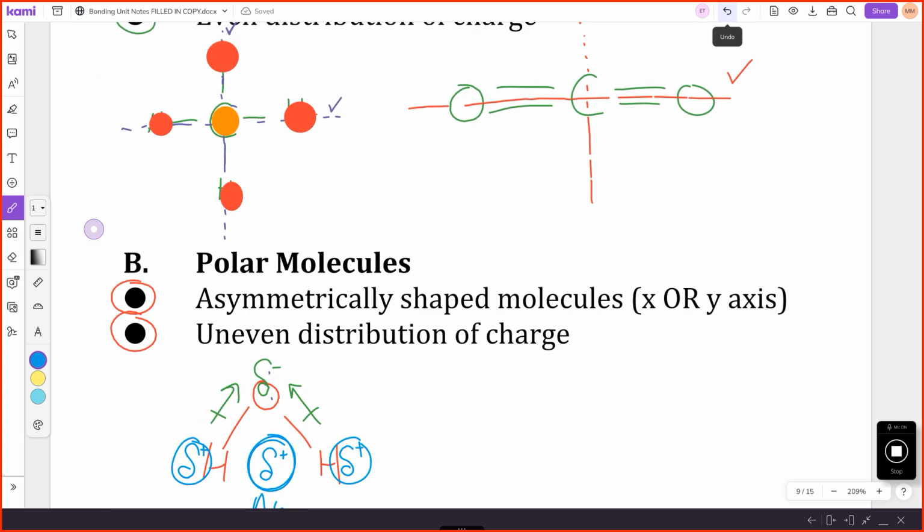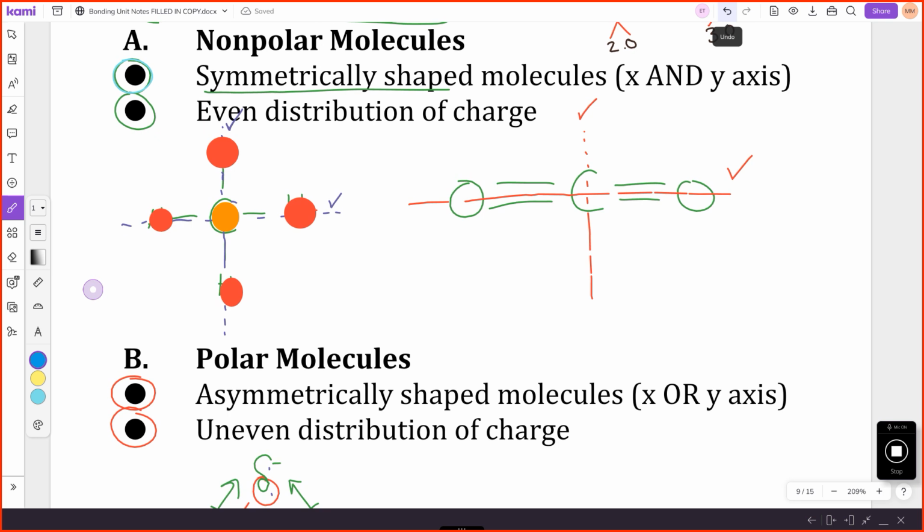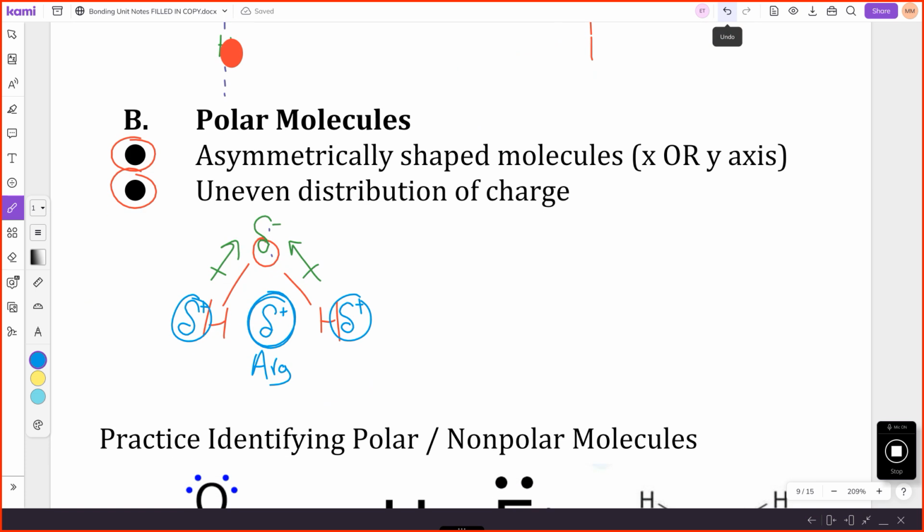Very different from up here, where the average location of positive and negative was in the same spot. The average location of positive and negative are not in the same location. And this is what makes this, at a higher level, the reason why water is a polar molecule.